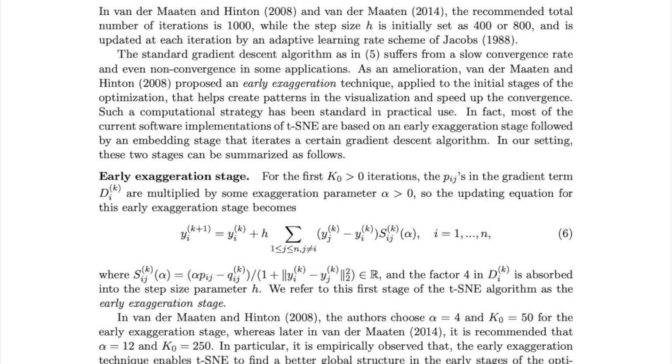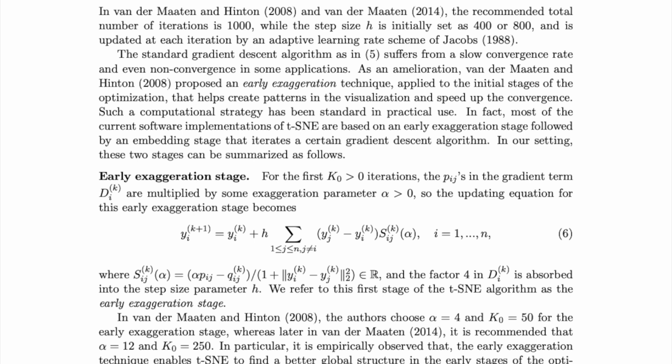Early exaggeration stage. For the first k0 iterations, the p_ij's in the gradient term d_i^k are multiplied by some exaggeration parameter α greater than 0. So the updating equation for this early exaggeration stage becomes (see formula), where (see formula) is in R and the factor 4 in d_i^k is absorbed into the step size parameter h. We refer to this first stage of the t-SNE algorithm as the early exaggeration stage. In van der Maaten and Hinton, 2008, the authors choose α equals 4 and k0 equals 50 for the early exaggeration stage, whereas later in van der Maaten, 2014, it is recommended that α equals 12 and k0 equals 250.